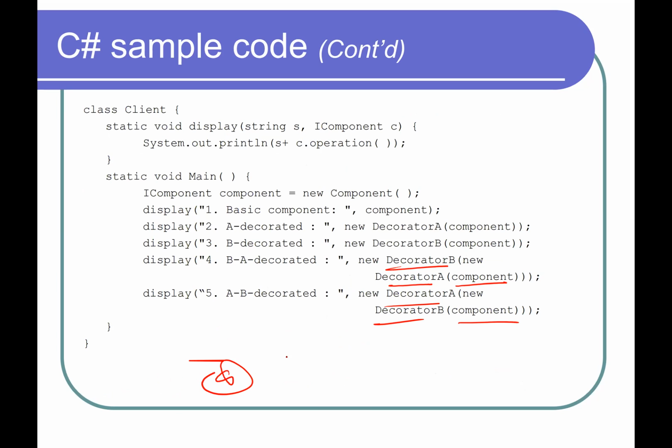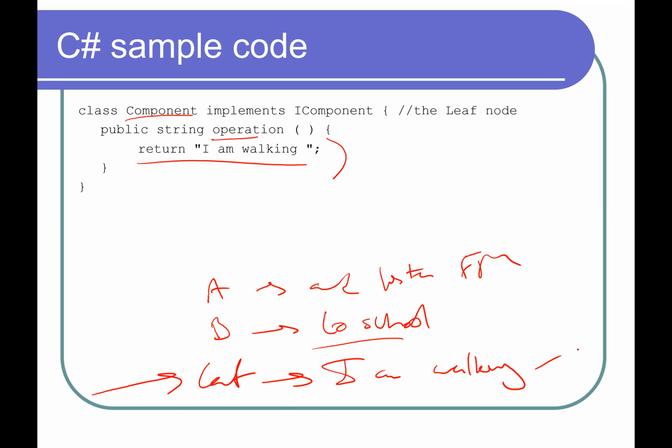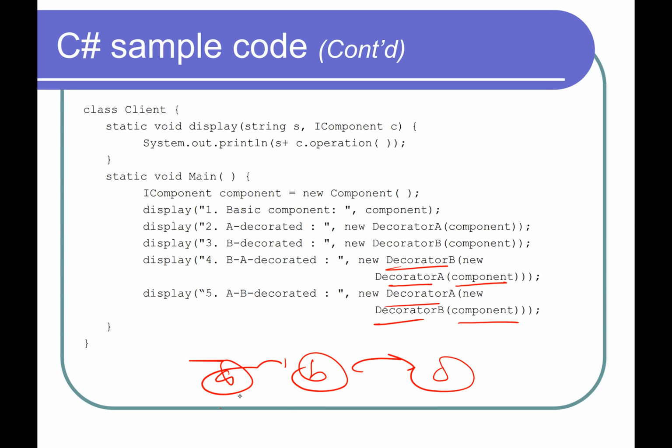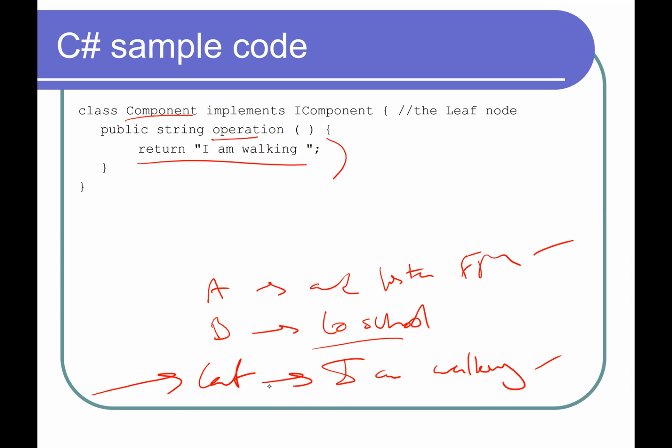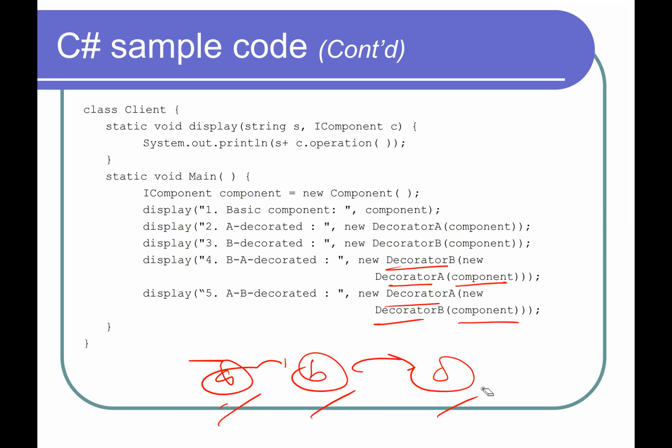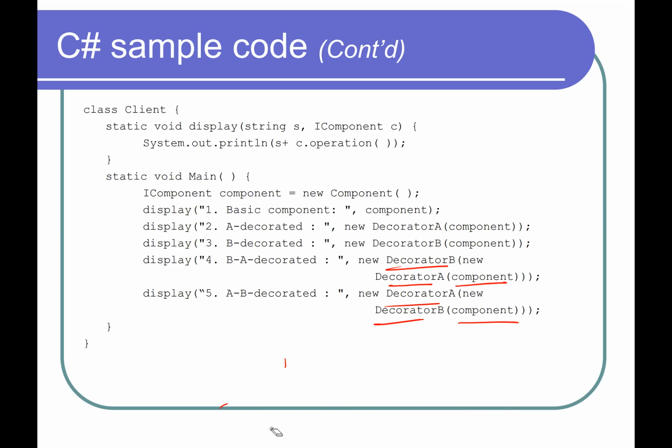So I have an A talking to a B, talking to a C. I'm walking. So I'm walking, and then B. So it's going to be C, then B, then A. So I am walking to school and listening to FM. And obviously I could have done whatever I want. I could have had A followed by an A, followed by a B, followed by a B. But if I have C, that's it. It stops. And in all of them, C was the tail.